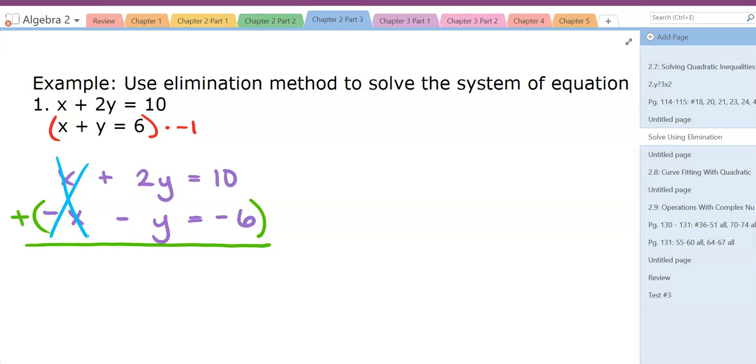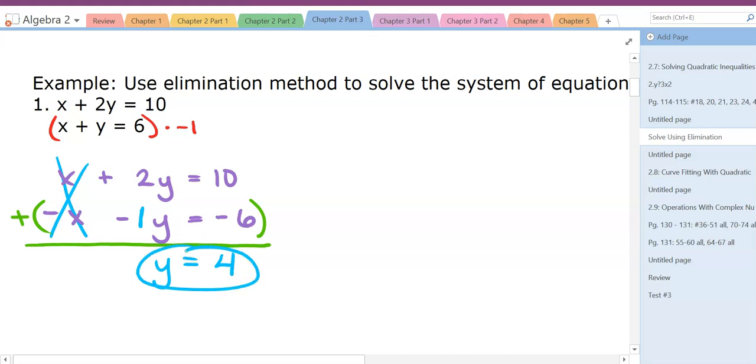Now for the other one, I have 2y plus a -1y. So 2 plus -1 is just going to be 1, positive 1, and then y. So you can write 1y or you can just leave it as y. Bring down the equal sign. 10 plus -6 would be positive 4. So we've already solved for one of our variables right there.